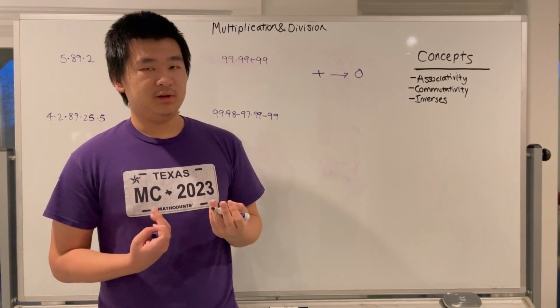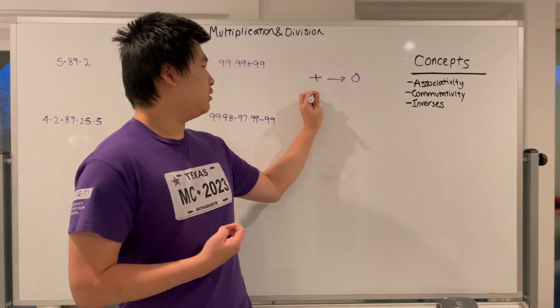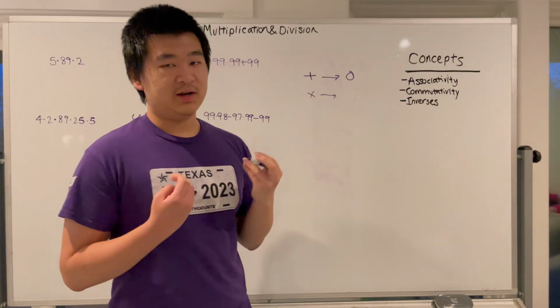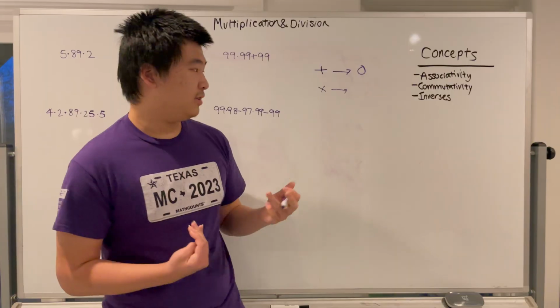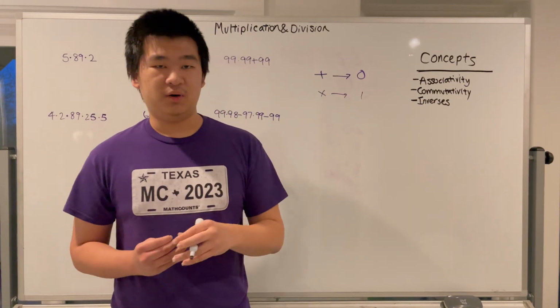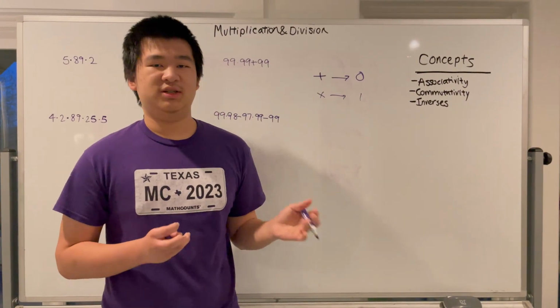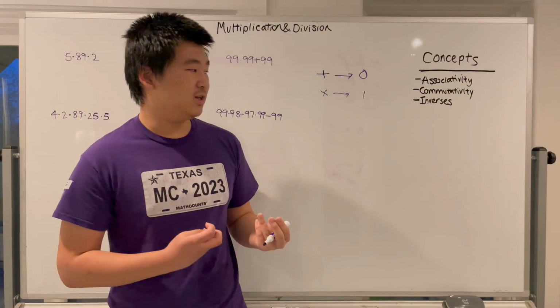Now we have something similar for multiplication. I'm sure you guys are thinking it. The multiplicative identity is the number such that when you multiply a number by it, it also does nothing. It's 1. Anything times 1 is just itself. For example, 67 times 1 is just 67 again.